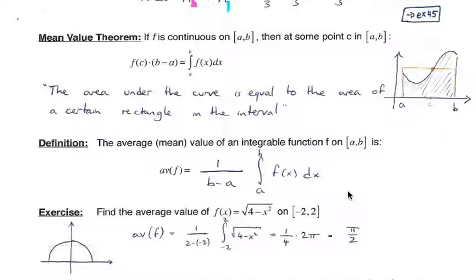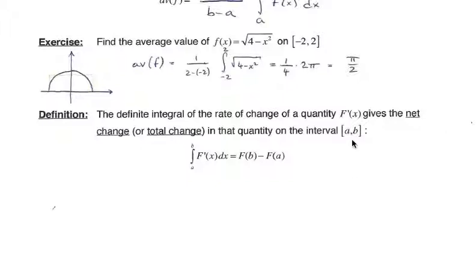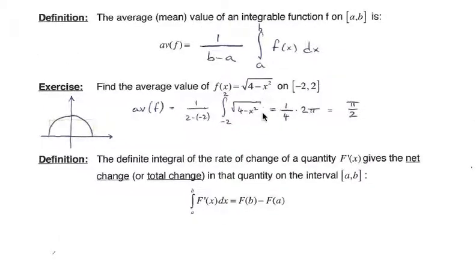Find the average value of this function f of x equals root of 4 minus x squared. It's a semicircle, so it's quite interesting to wonder what is the average height. Here it's very low, here it's high. What is the average height of a semicircle of radius 2? So I'll just move down. If we look at this equality here, we just plug in the values. The upper limit is 2, the lower limit is negative 2, because we're integrating from negative 2 to 2, and then we have to integrate root of 4 minus x squared.